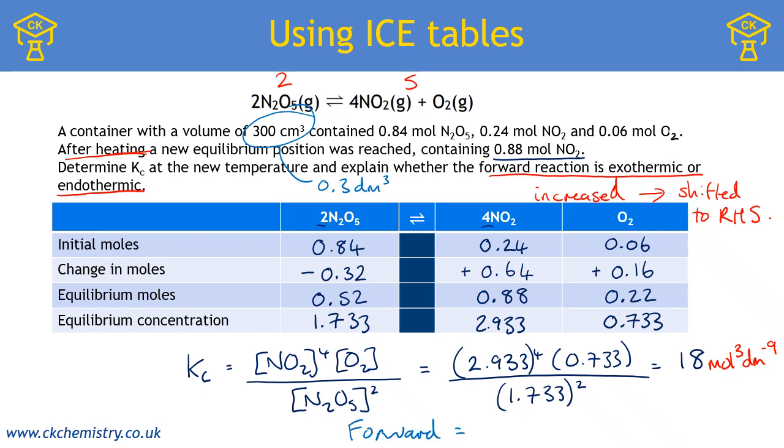is endothermic, because when I heated it, the number of moles of NO2 and O2 increased. The Kc value also increased. So I could have calculated the original value of Kc, because I do have the initial moles, and you could calculate concentration and put those in, and what you will see is that will be a smaller value of Kc because there's less moles of NO2 and O2 compared to N2O5. So Kc increased, the reaction shifted to the right hand side, and that means that the forward reaction must have been endothermic.